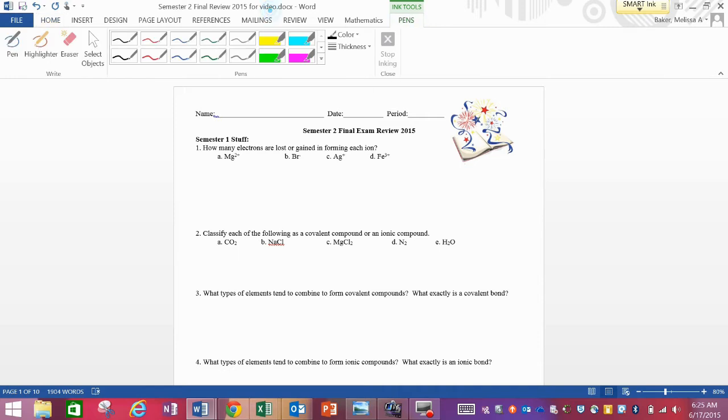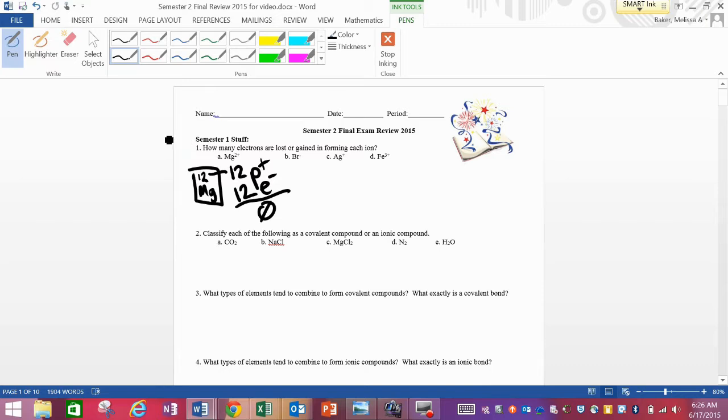So first of all, question 1 says, how many electrons are lost or gained when you see each of these ions here? So let's do a little refresher. Magnesium is number 12 on the periodic table. What that means is that it usually has 12 positive protons, and if it's a neutral atom, it has 12 negatively charged electrons. 12 positives and 12 negatives adds to 0.